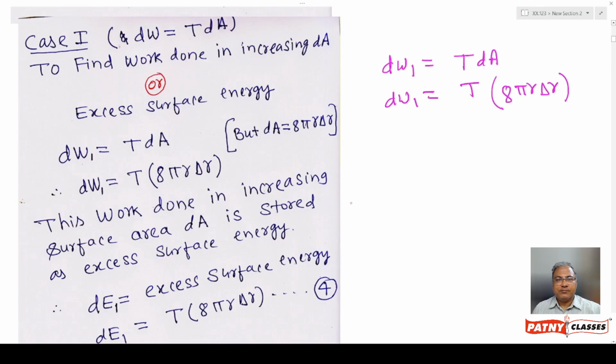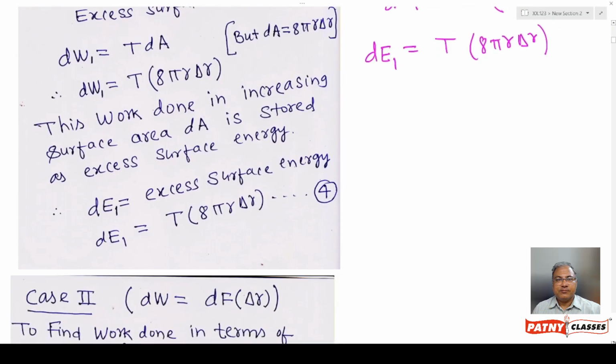The work done is stored as an excess surface energy. The liquid surface has energy, so that excess energy is stored in the drop. This stored energy can be denoted by delta E1, that is the excess surface energy. So surface tension is T and 8 pi r delta r. This is the excess surface energy, called dE1, denoted by equation 4.